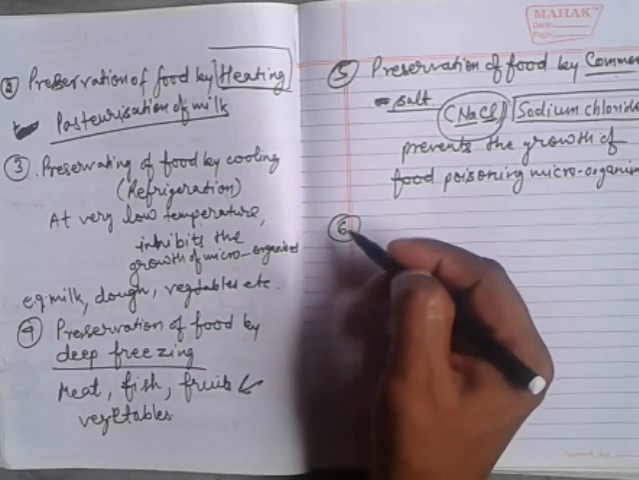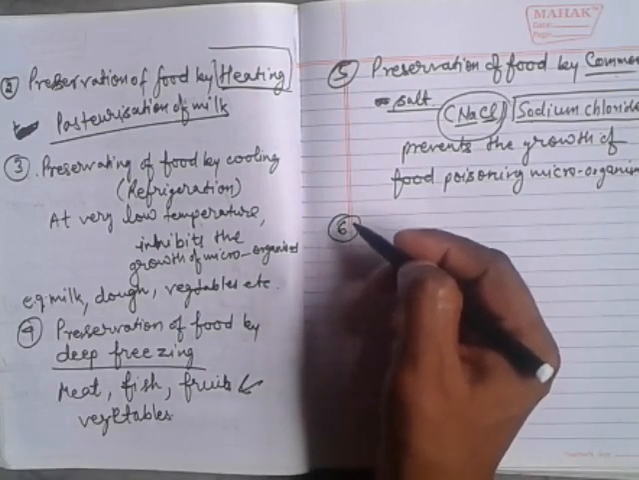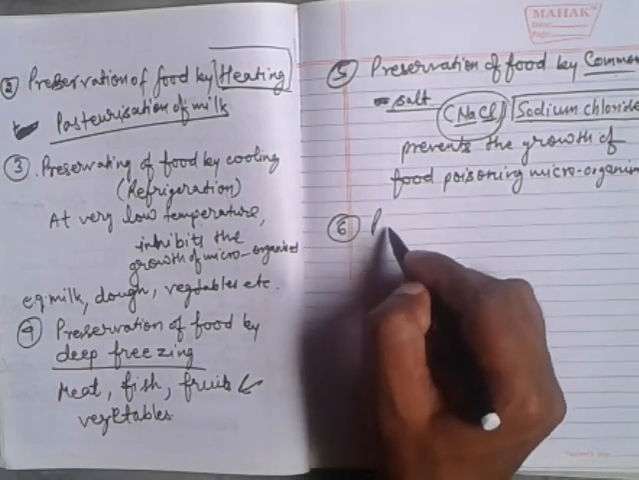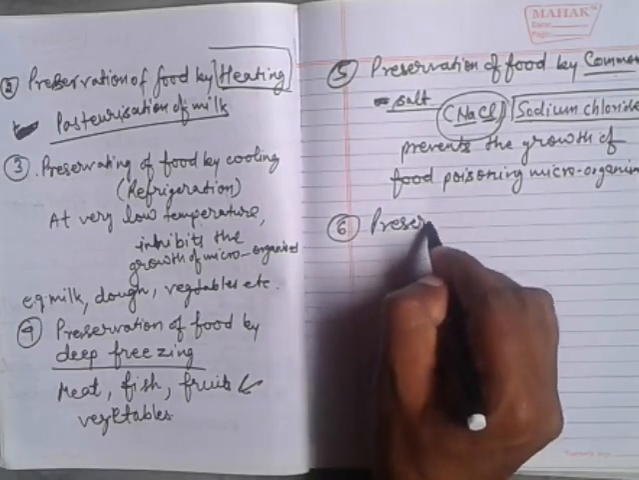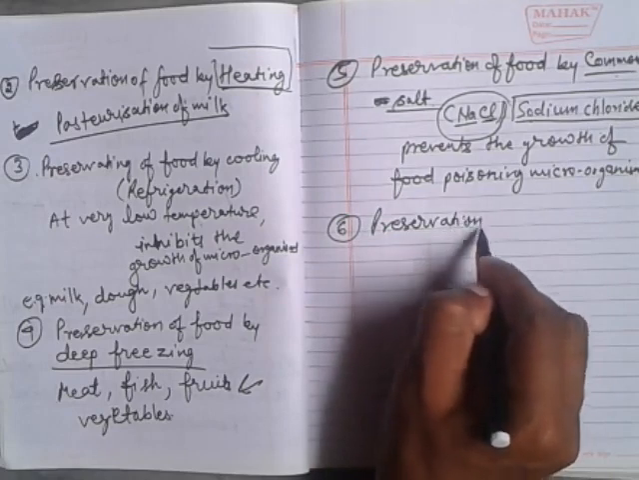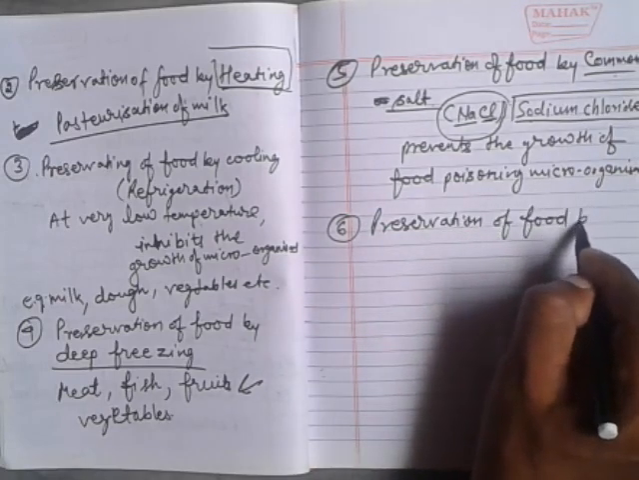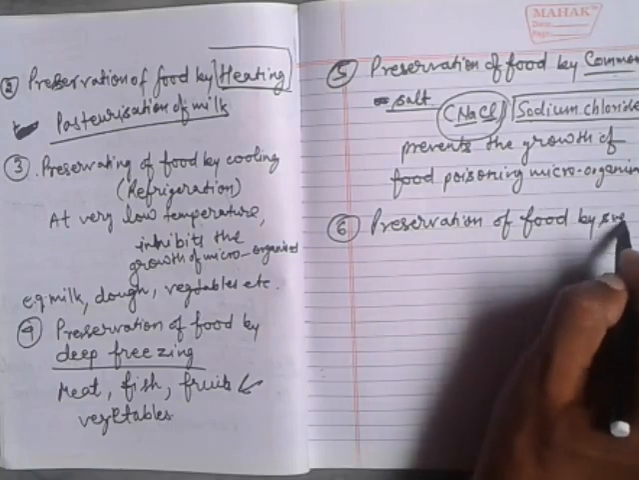Next method is preservation of food, which can also be done by using sugar.